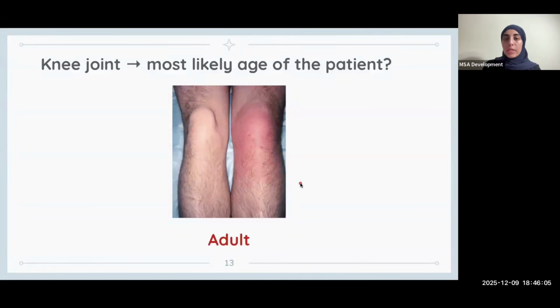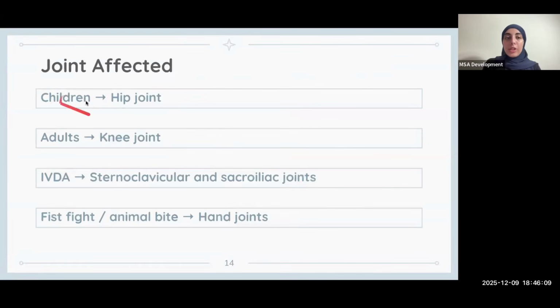The knee is mostly affected in an adult. As we will see in the next slide, children are mostly affected in their hip joint, while adults in the knee joint. Just know the association, which is more common in which. And then, as we said, in IV drug abusers, you want to be suspicious about the sternoclavicular as well as the sacroiliac joints. And for fist fighters and animal bite infections, you want to be suspicious for the hand joints.